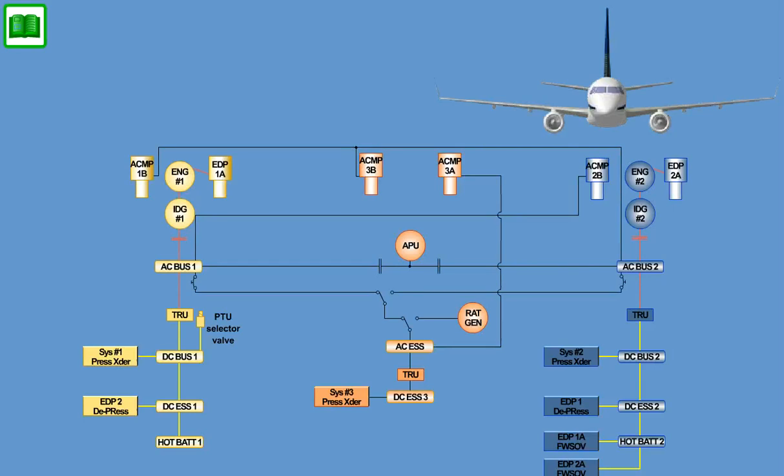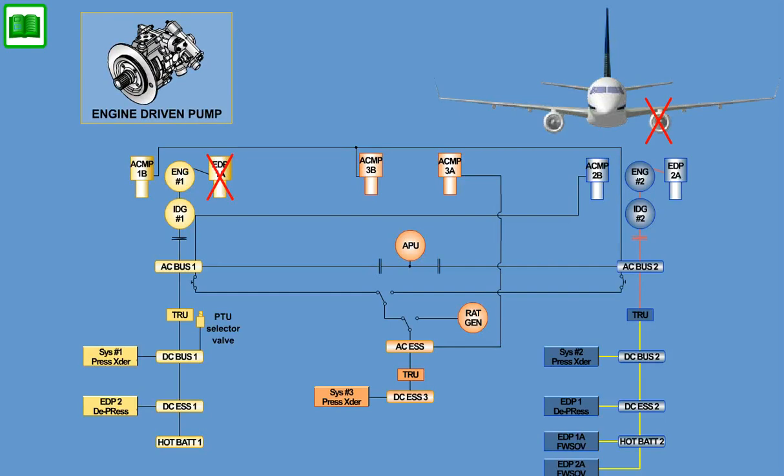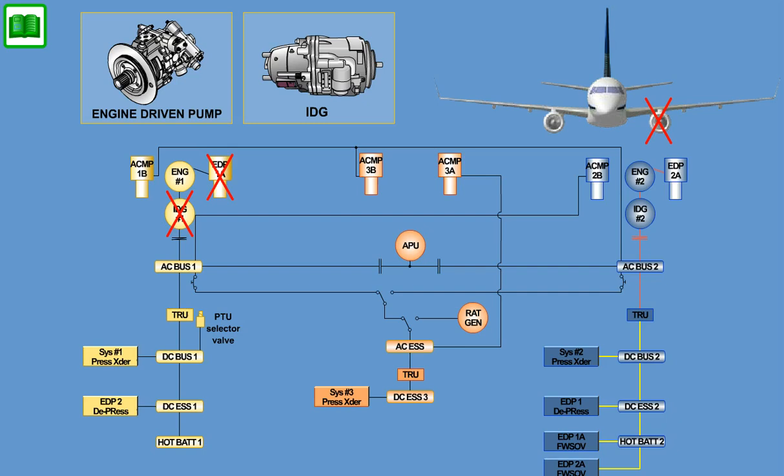The loss of a single engine would result in the loss of both the EDP and the IDG attached to that engine. This would not result in the loss of a hydraulic system, but would result in the loss of the backup pump in the system on the good engine, and the system on the side with the failed engine will be operating at a reduced flow capacity on its backup pump. Some hydraulic system monitoring and reporting functions would also be lost, but that would not prevent the hydraulic system from operating.